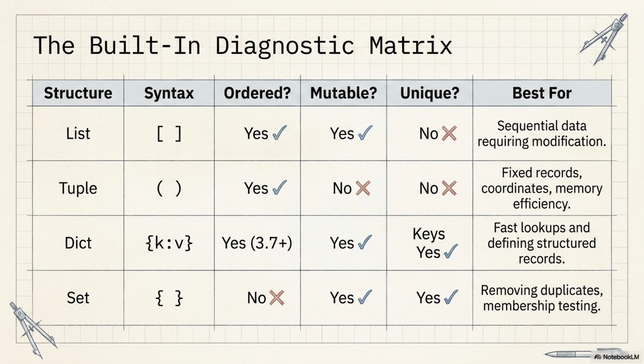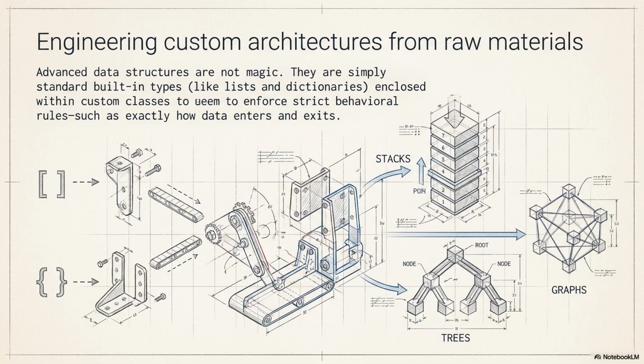The diagnostic matrix brings the built-ins together. Lists are ordered and mutable, but not unique. Tuples are ordered and immutable. Dictionaries map keys to values and are built for fast lookup. Sets are unique and optimized for membership. When you know those trade-offs, you can often choose the right built-in structure before reaching for anything custom.